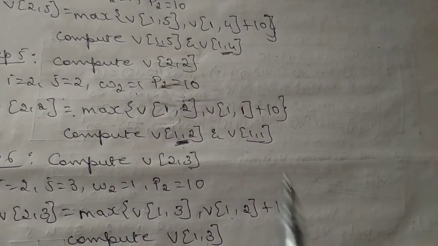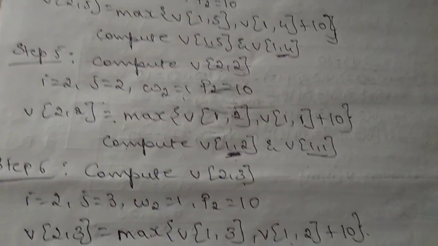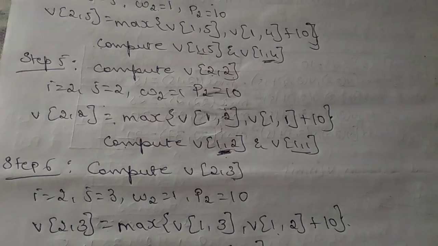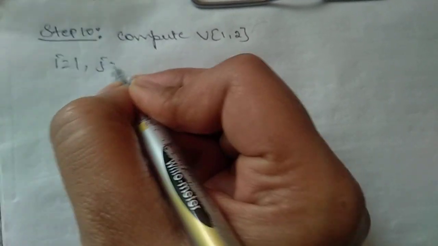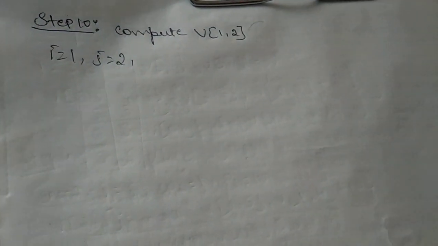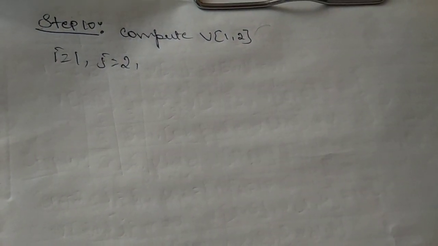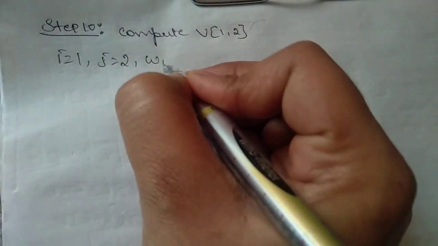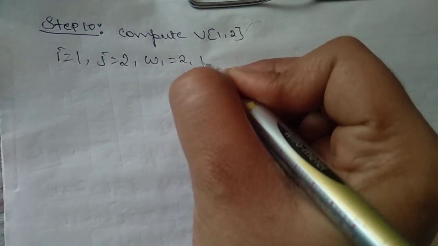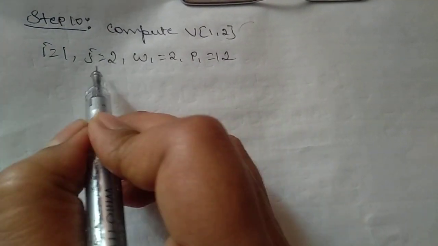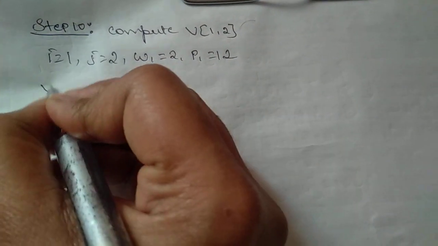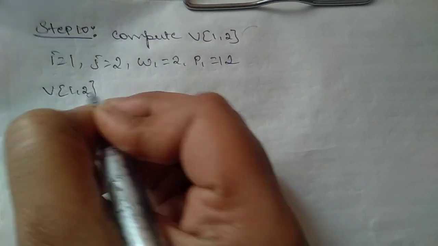Next what we have to calculate, v of 1 comma 2. v of 1 comma 2 means i is equal to 1, j is equal to 2. If i is equal to 1 means w1 value is equal to 2, then p1 value is equal to 12. Here j is equal to w, the weights are equal, so again maximum.